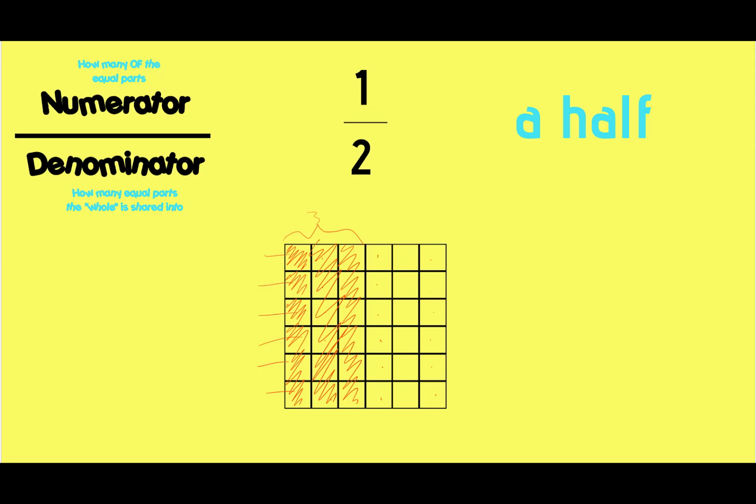Now in this particular problem, we're asked to shade in half of an image. We're not asked to find half of a number. So all you would need to do is just to colour it in.